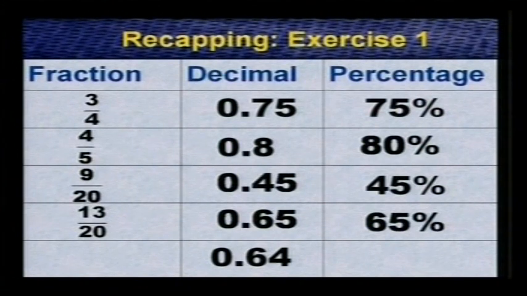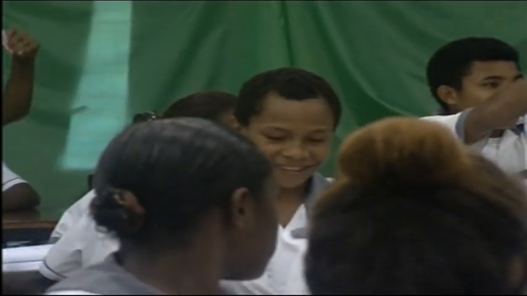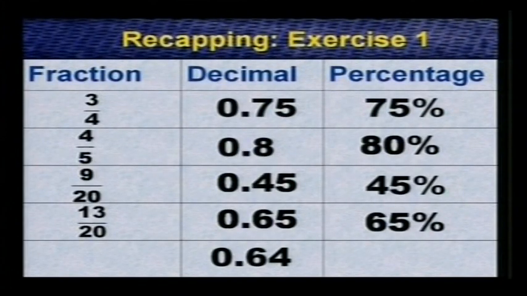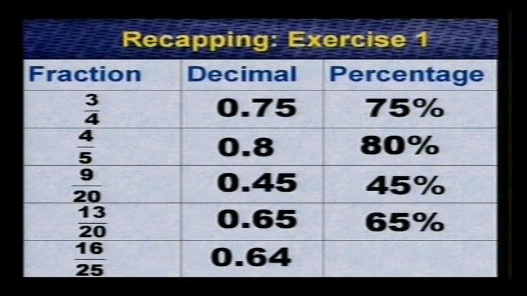Put your hand up or your name if you have another answer. Sconti? We'll get answers first and see which one is correct. 16.25. Let's have another answer. Isaac? 16/25. Put your hand up if you have 16/25. Okay, I have 16/25. So if you have 16/25, that is correct. That's where it can be simplified to its simplest form.